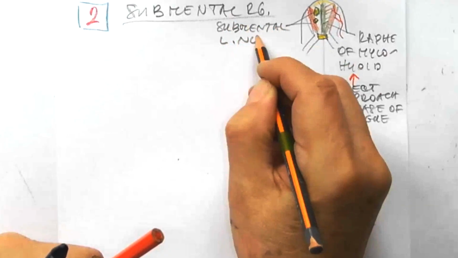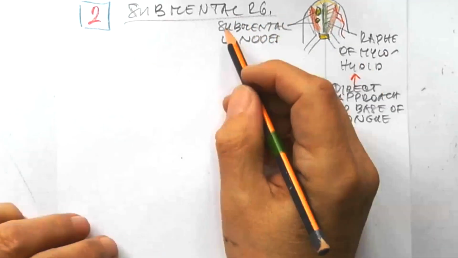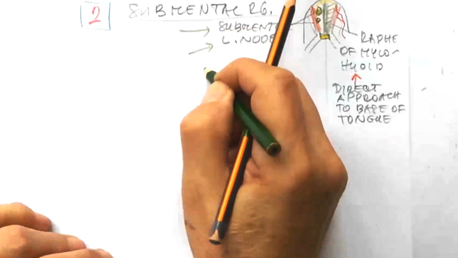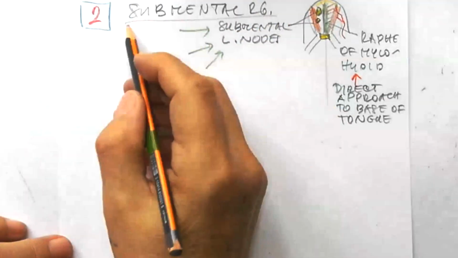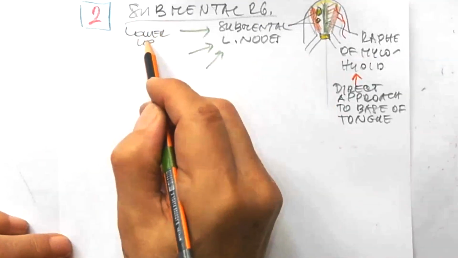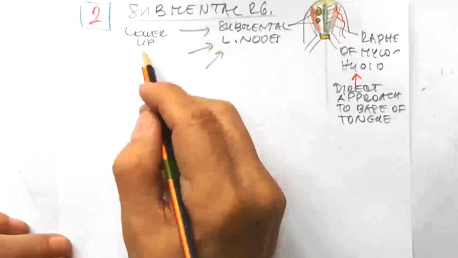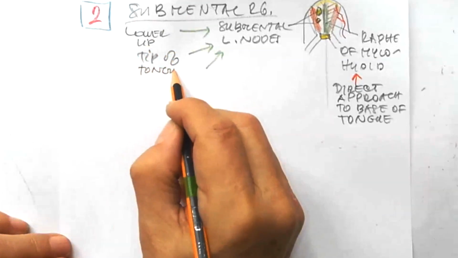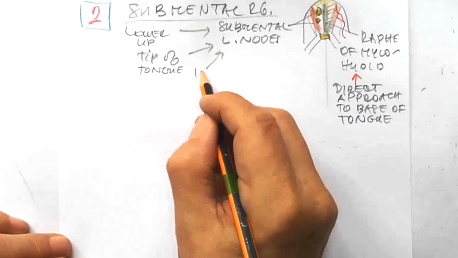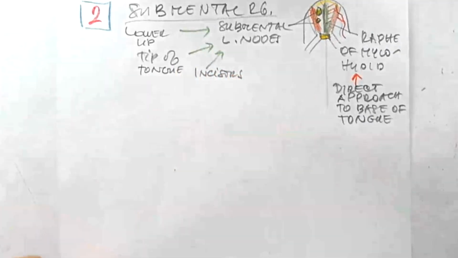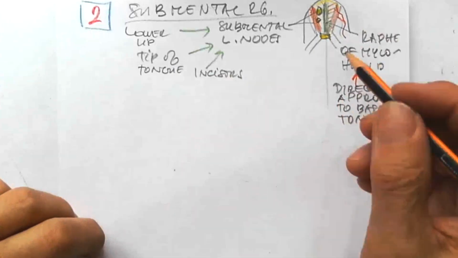Then finalizing, these are called submental lymph nodes. And these submental lymph nodes drain three areas: lower lip, of course, the central part, then tip of tongue, and also lower incisors.